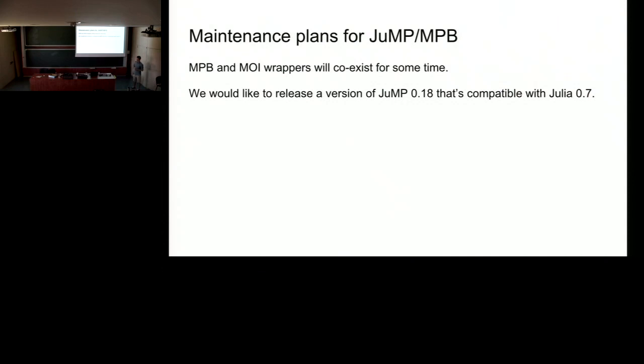So we don't intend to block people from updating to Julia 0.7. You can choose when you want to update the JuMP version and the Julia version. And as I mentioned, MathProgBase and the MOI wrappers will be coexisting for a while.